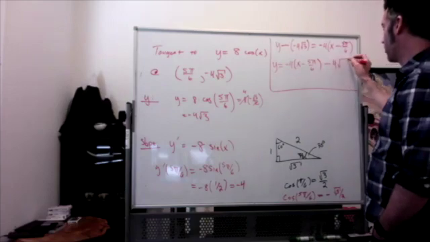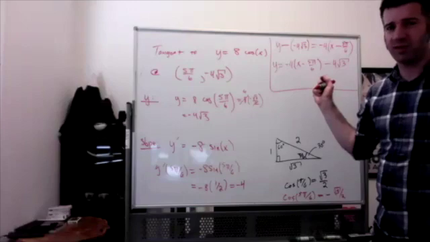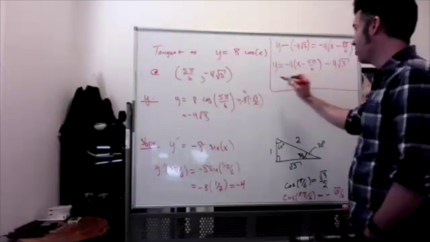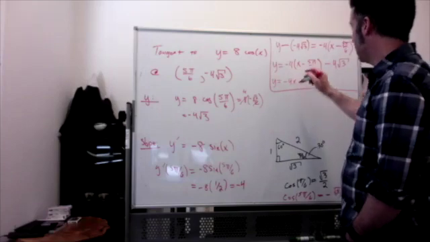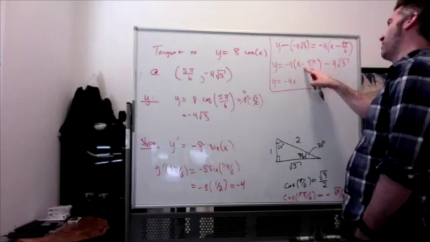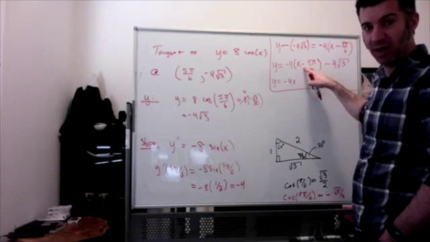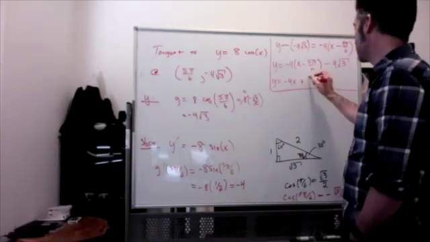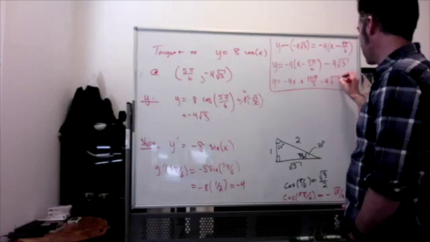minus 4 root 3. I guess we could distribute to get it in the slope-intercept form. It's not very nice though. So you get y equal to -4 times x is -4x. -4 times -5 pi over 6 is going to be positive 20 pi over 6, which reduces to 10 pi over 3. So plus 10 pi over 3 minus 4 root 3.